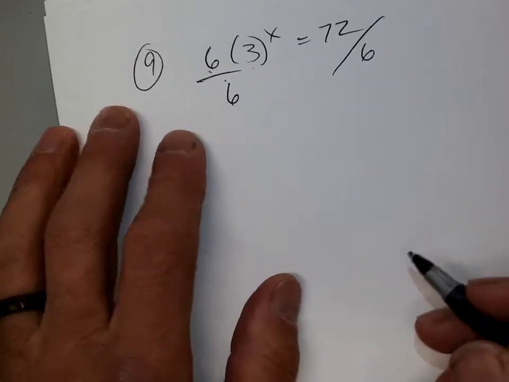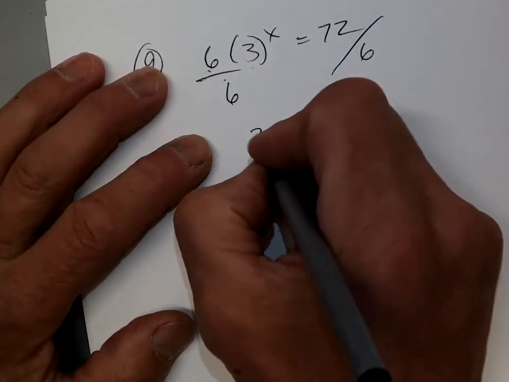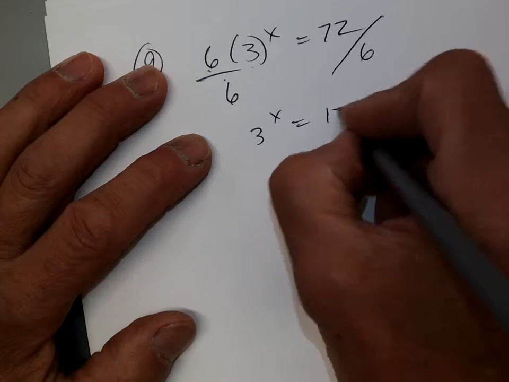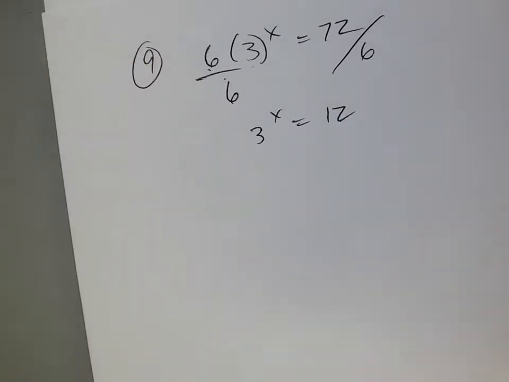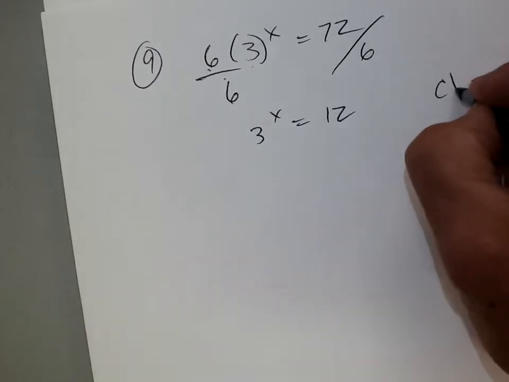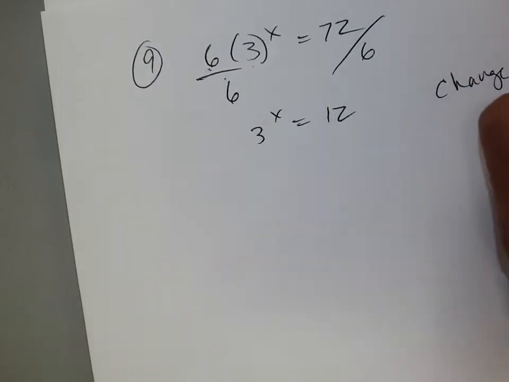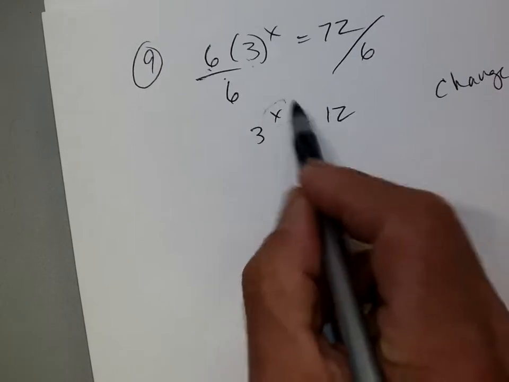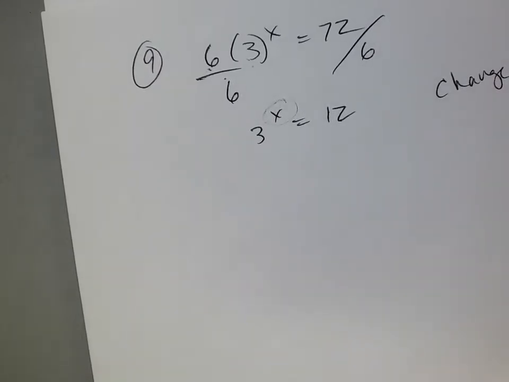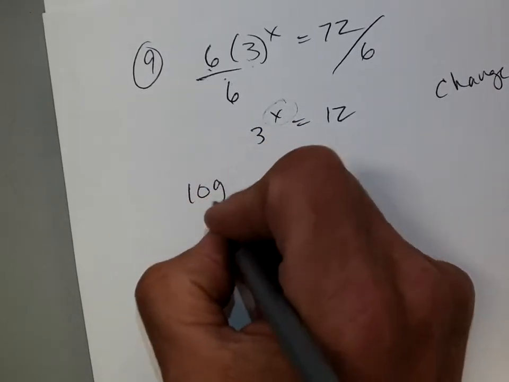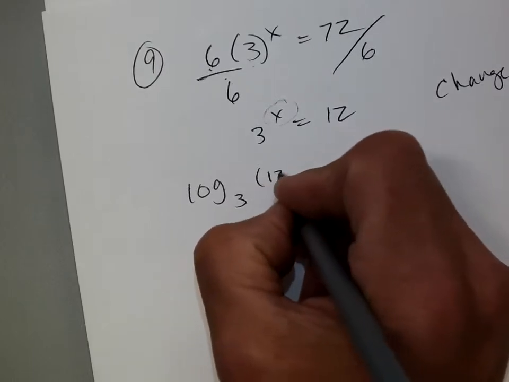72 divided by 6 is 12, right? Now what? I guess you call it good. Let's change it to a log, because the whole reason we do logs is to take care of the exponents, right? So we're going to go log base 3 of 12 equals x.